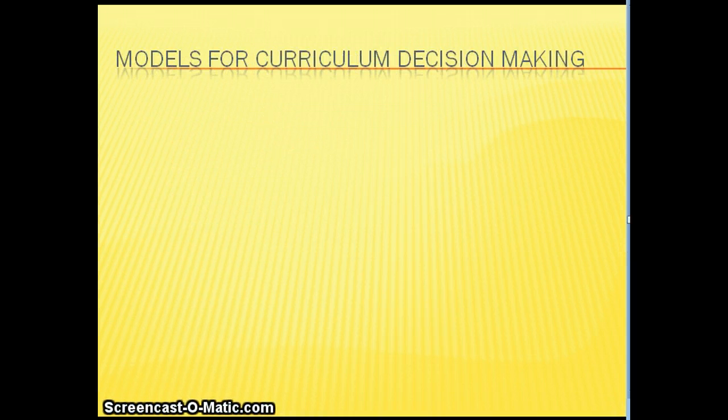All right, so once you've gone through all those considerations about purpose and function, you eventually have to get to the point where the curriculum developer determines what is going to be taught. And so there are a couple of different models that curriculum developers use for making those types of decisions.